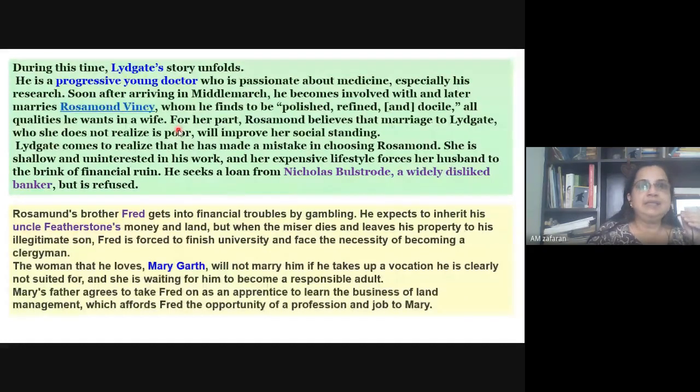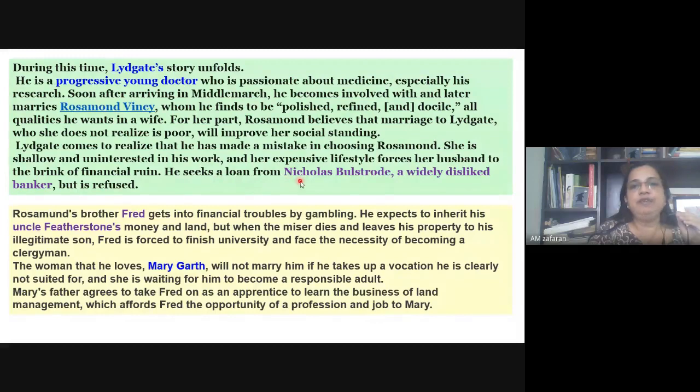He marries her. For her part, Rosamond believes that marriage to Lydgate, who she does not realize is poor, will improve her social standing. So Rosamond is marrying Lydgate because she thinks he is rich and also that he has a higher social status. Lydgate comes to realize that he has made a mistake in choosing Rosamond. She's shallow, uninterested in his work, and her expensive lifestyle forces her husband to the brink of financial ruin.